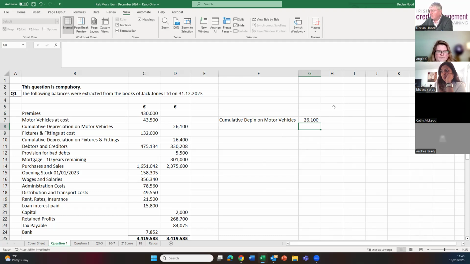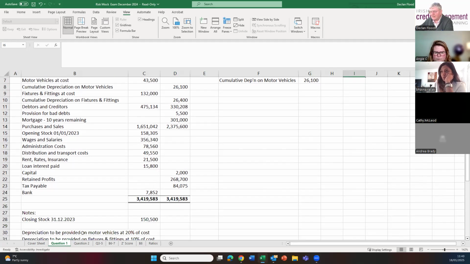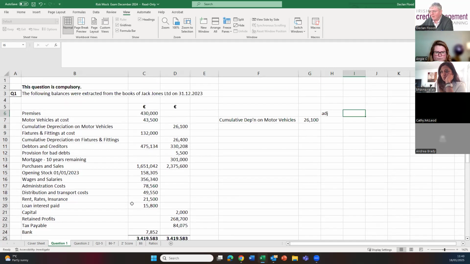Now you can either put in just an adjustment column here, in the middle. So I need to adjust that figure. So that's the depreciation for last year. What's the depreciation for this year? So it's telling me that the depreciation is 20% of cost. So there is the cost of my motor vehicles. So my depreciation is 20% of cost.